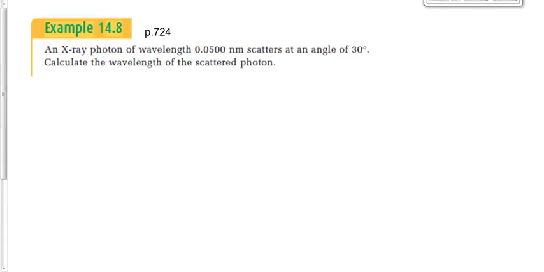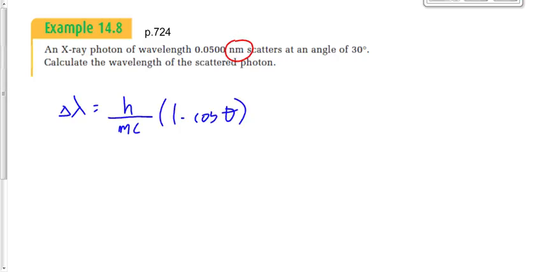Okay, I want to do another example here. Page 724, it says an X-ray photon of 0.0500 nanometers scatters at an angle of 30 degrees. What's the wavelength of the scattered photon? Here we're probably going to use that third equation that we learned yesterday. Delta lambda is equal to h over mc times 1 minus cosine theta.